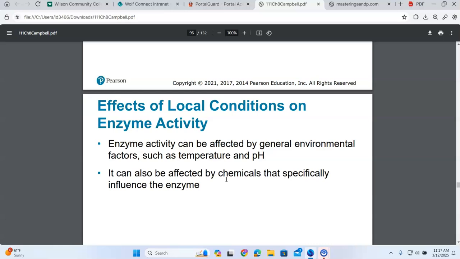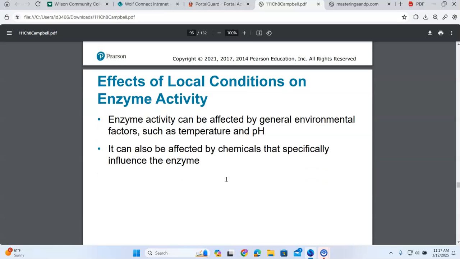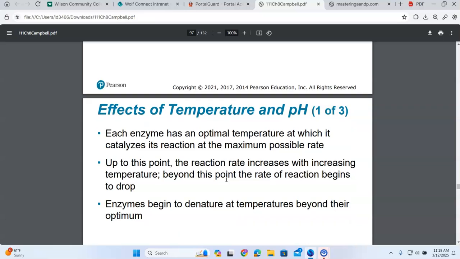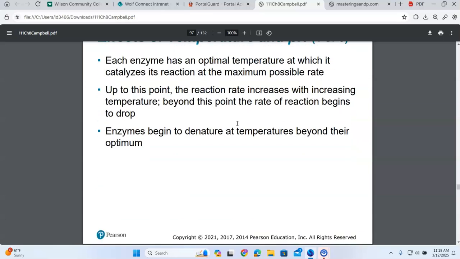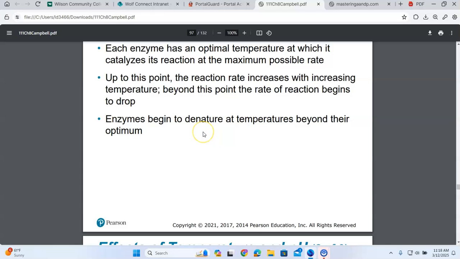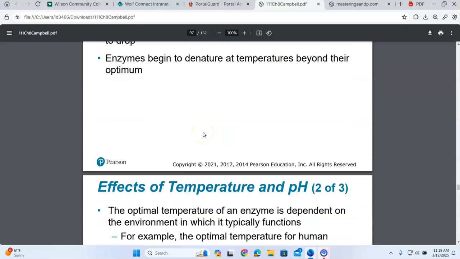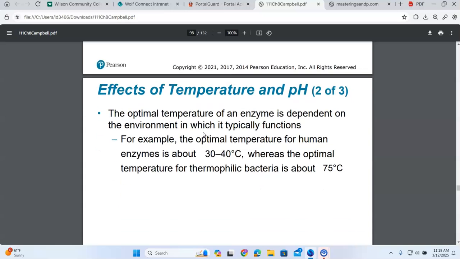You can also alter the temperature and the pH. Typically, when you raise the temperature, that'll speed up a reaction. Every enzyme has an optimal temperature, and optimal means best. So every enzyme has a temperature at which it works best. If you raise the temperature of the reaction to that optimal temperature, not higher than that, that can raise the rate of the reaction. But if you raise it higher than the optimal temperature, the enzyme can denature, and then it won't work at all. The reaction won't occur because the enzyme will change shape and it won't be able to do its job, because its function depends on its shape.